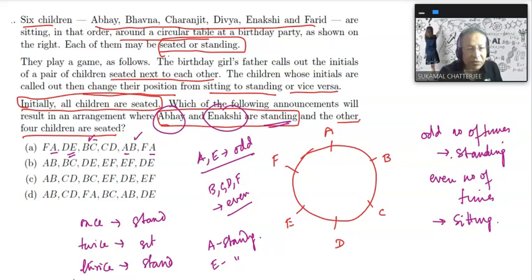Similarly, C is called out once, twice. So C is going to be sitting. D is called out once, twice. So D is also going to be sitting. And F is also called out once, twice. So F is also going to be sitting. So this is the arrangement which is going to make A and E standing and B, C, D, F will be sitting. So the answer is option A.